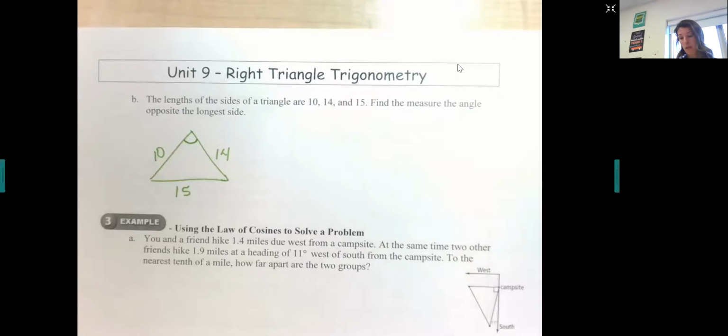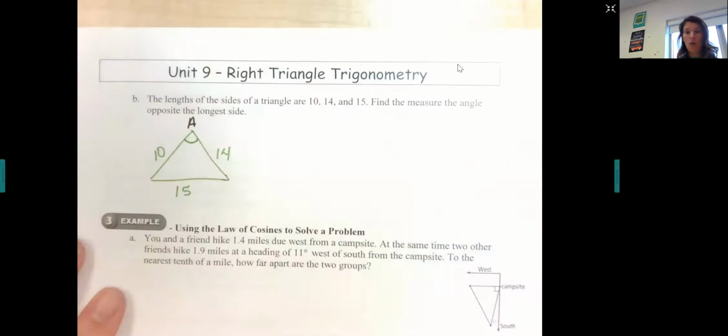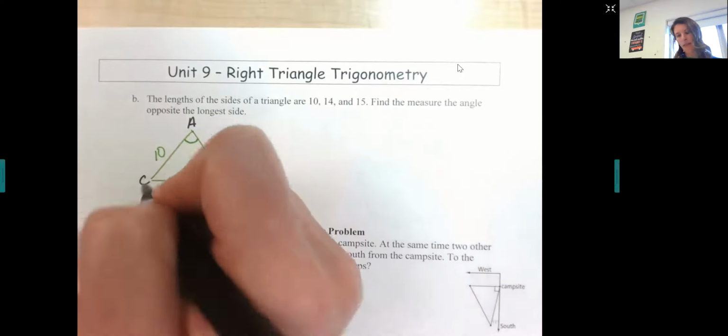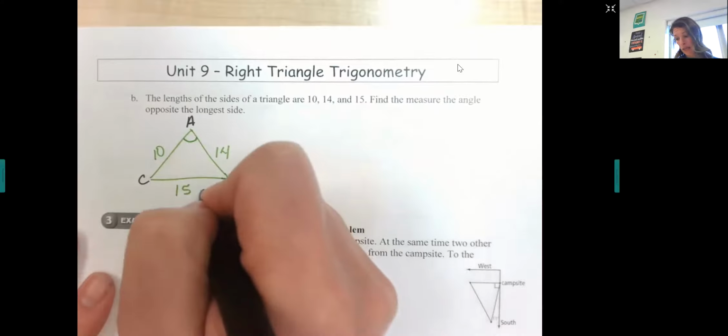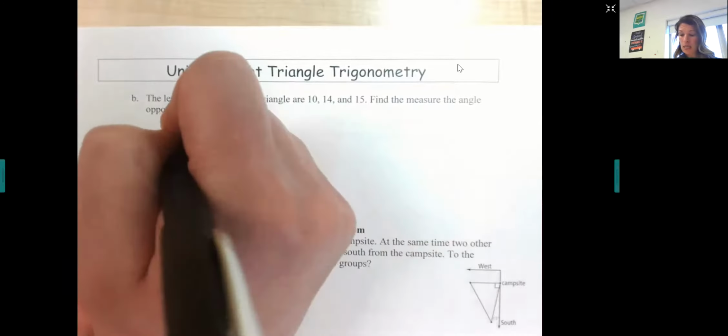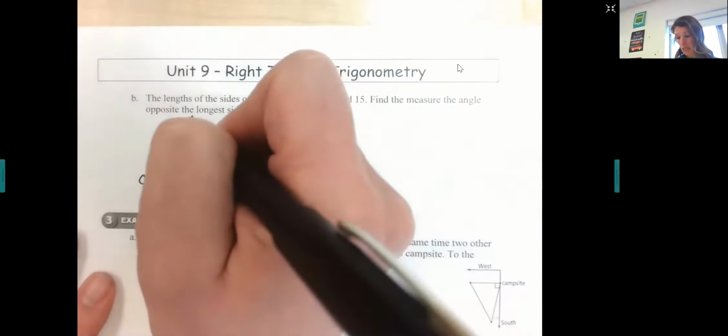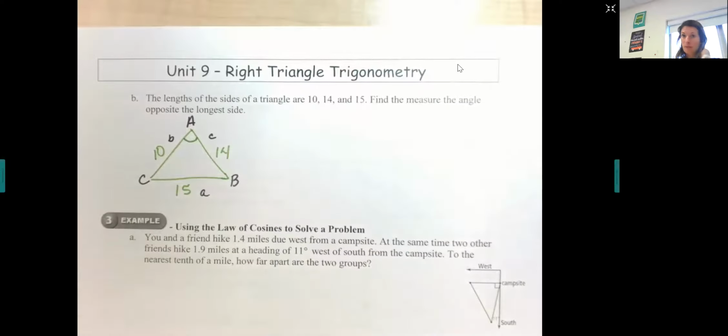What that means is that we are going to label this with our A, B, and C. So A is where I need to solve. Then I can put B and C wherever. And then across from A is little a, across from B is little b, and across from C is little c. We can now plug this into our equation.